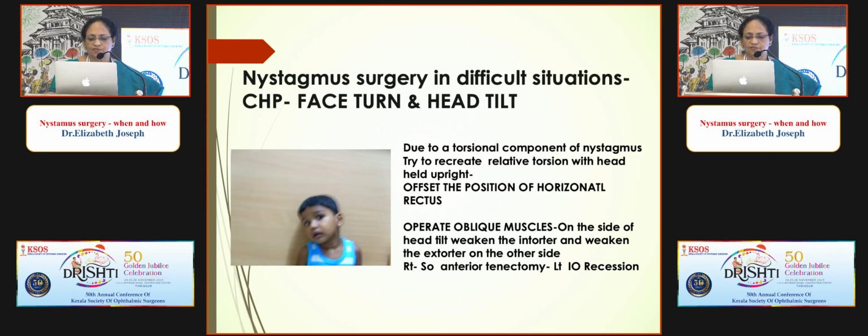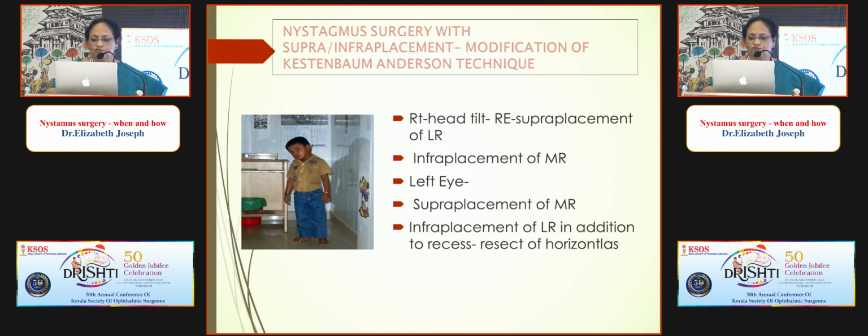In complex situations like face turn with a head tilt, then it is difficult. Then you can combine oblique muscles along with the horizontal, but that becomes a huge big surgery. Now the other option is to offset the horizontal. See this child with a huge head tilt and a face turn.